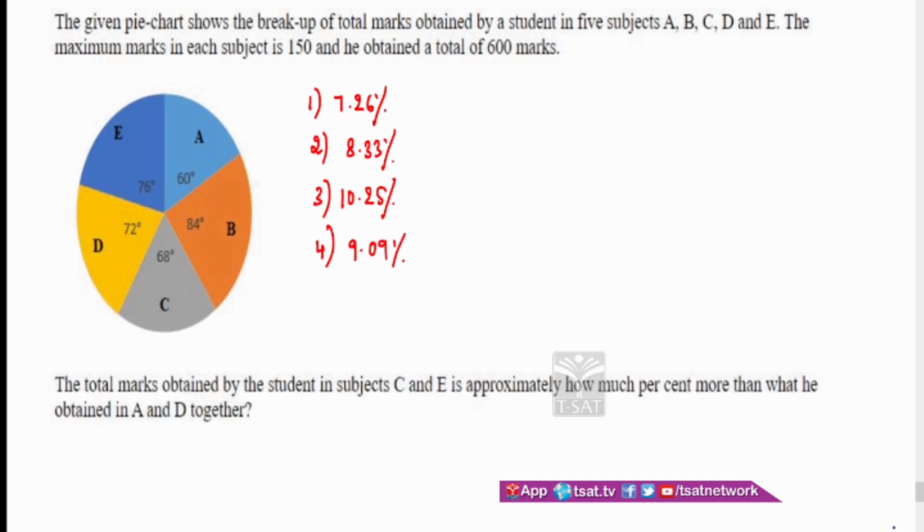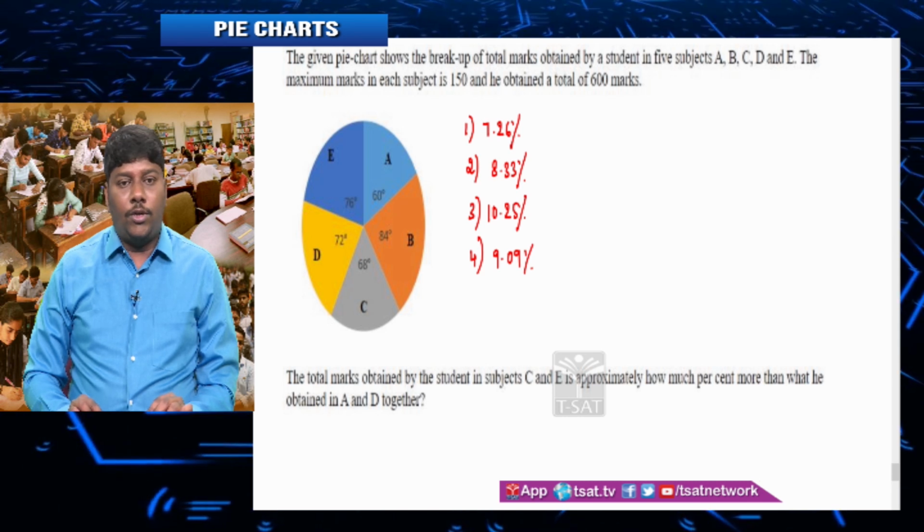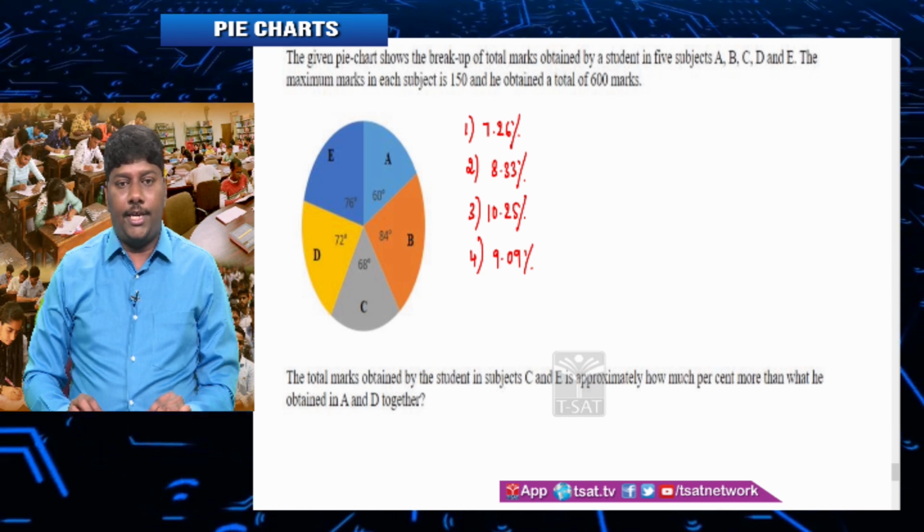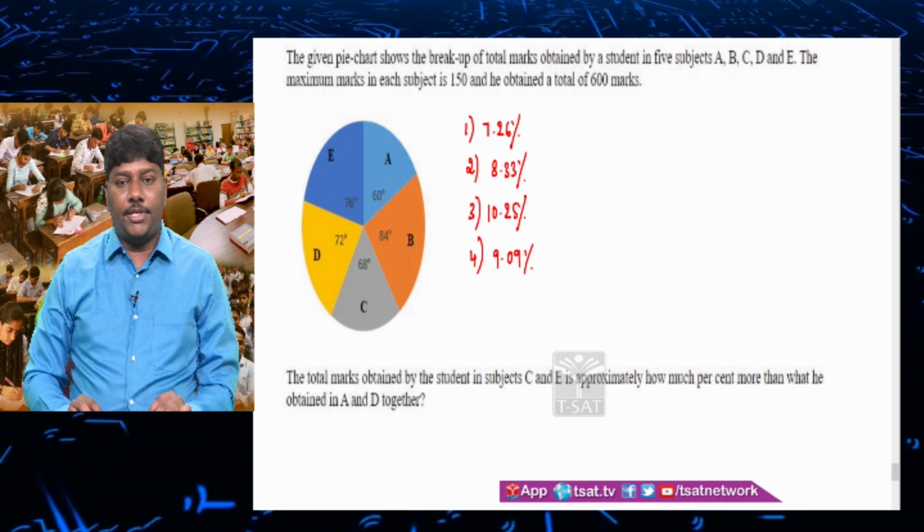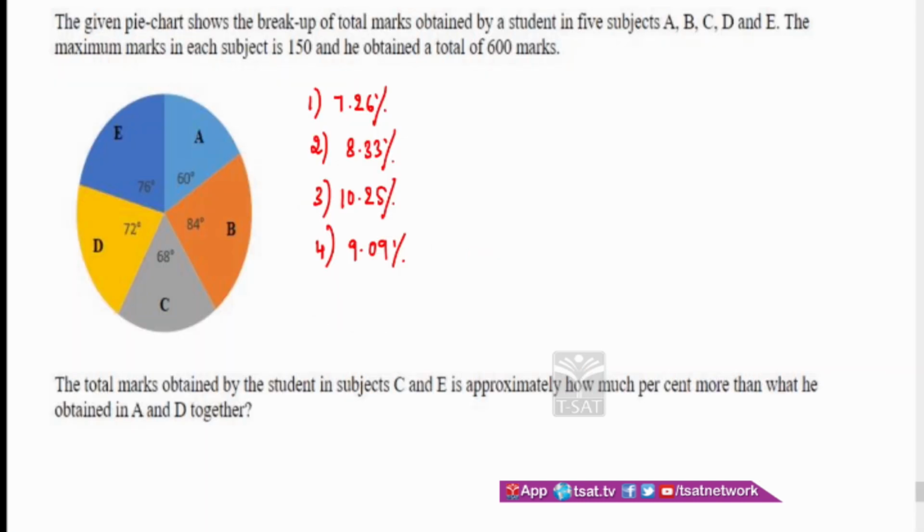Now the last one. The given pie chart shows the total marks obtained by the student in subjects C and E, approximately how much percent more than he obtained in A and D together. He is asking you percentage more. Percentage more is nothing but percentage increase when compared from A plus D to C plus E. A plus D is 60 plus 72, 132 degrees. C plus E is 68 plus 76, it is 144.